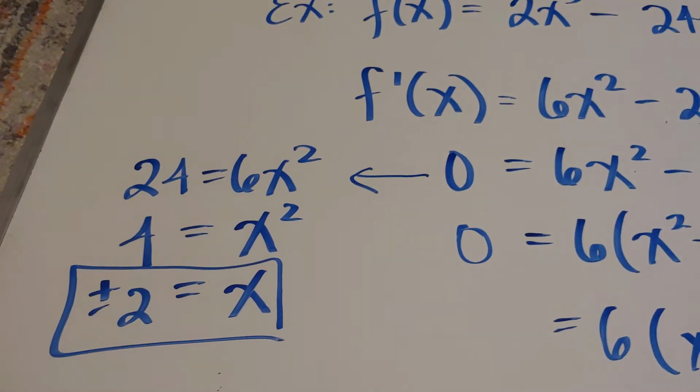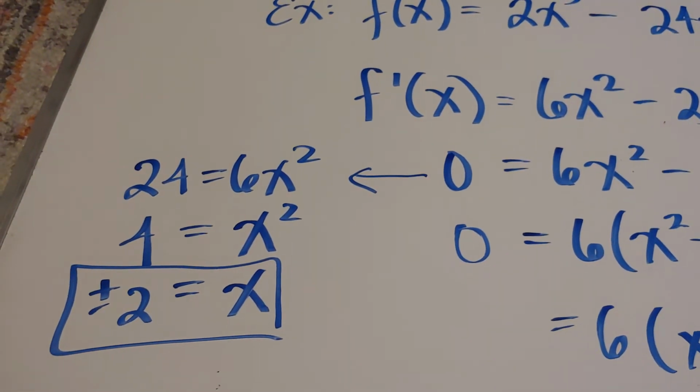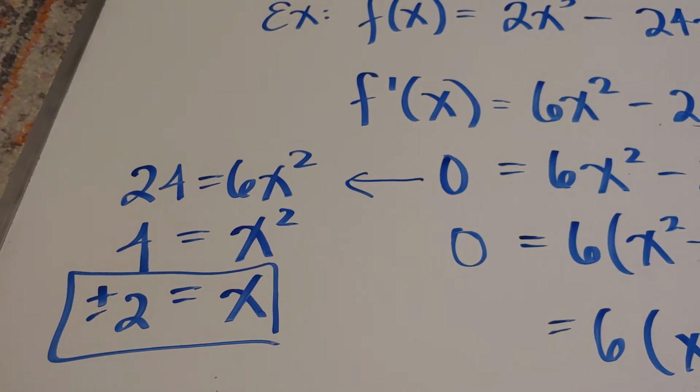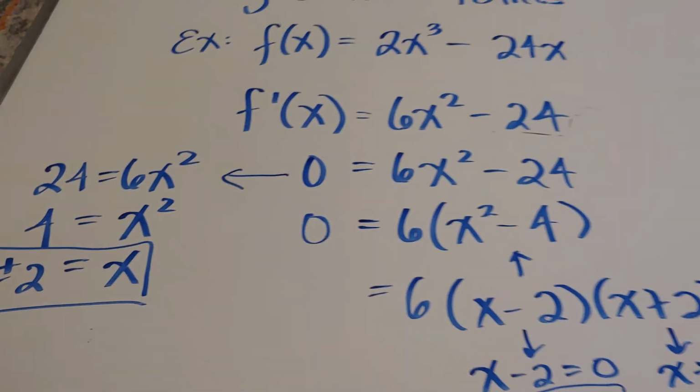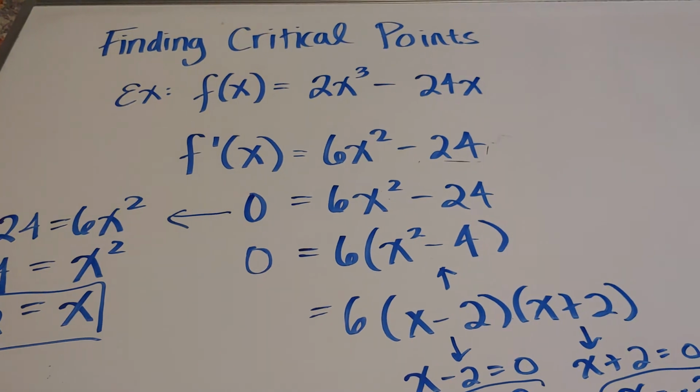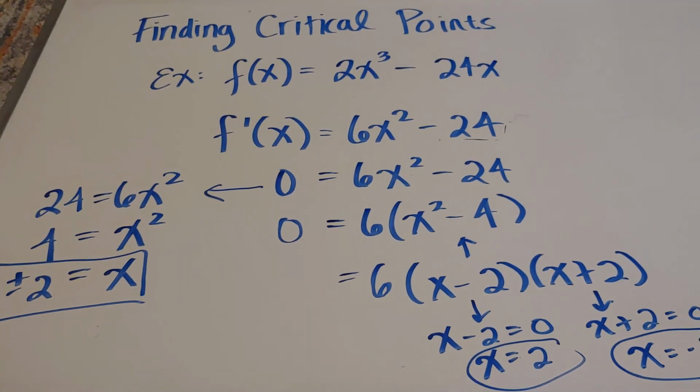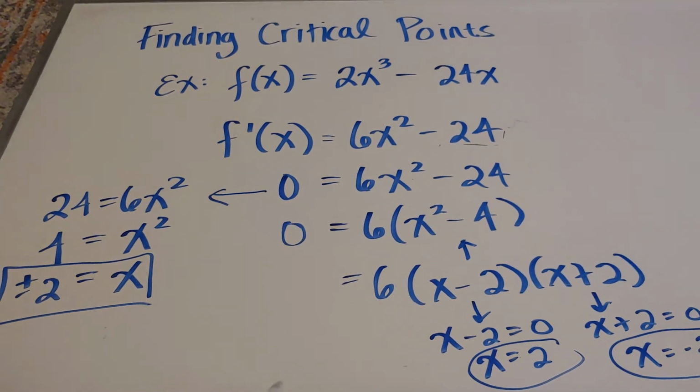All right, we are going to save these critical points because we're going to use them further on in this section and in other sections, but all we have to do is find the derivative, set it equal to 0, and solve it. So here's our first example with a polynomial.